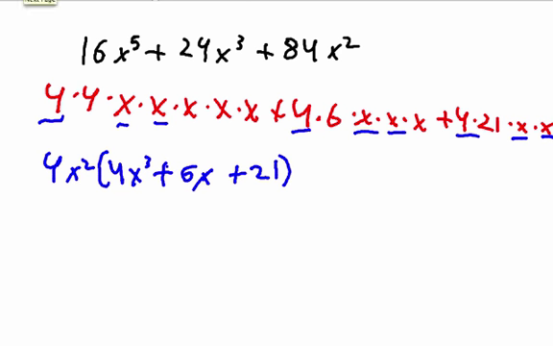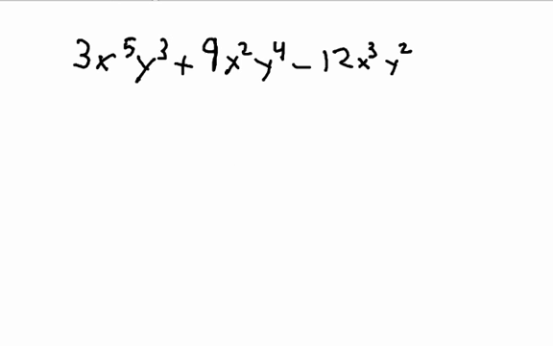So let's look at another slightly more complicated example. Here we've got 3x to the fifth y cubed plus 9x squared y to the fourth minus 12x cubed y squared. We want to figure out what is the greatest common factor of these three terms. Well, if we look, we've got 3, 9, and 12. And we think, what's the biggest number that is a factor of all three of those? We think that that is 3. These are all powers of 3.